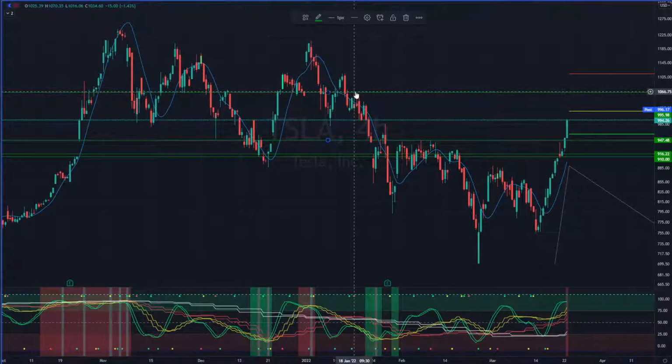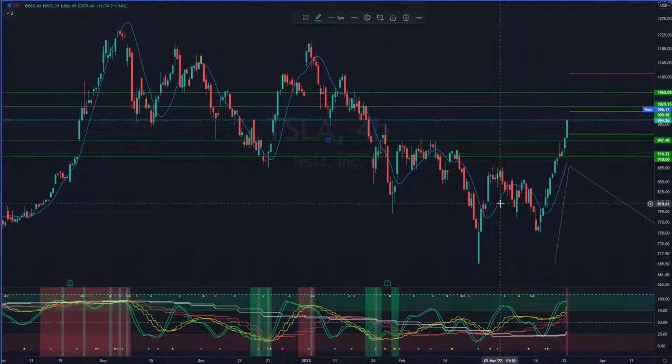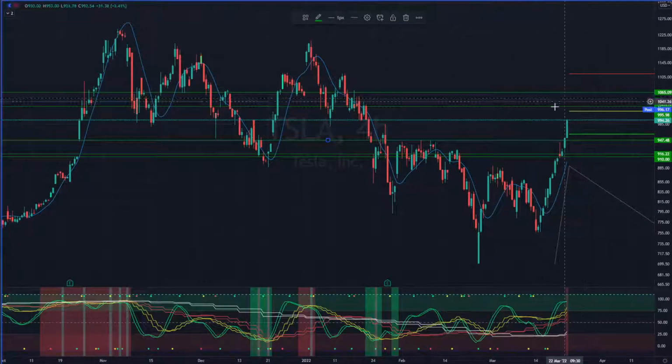We have resistance here. So this is the next level that I'm going to be looking for, just beyond this level right here, which is at about 1,030. These are going to be the next two levels that I'm going to be looking for Tesla to go to. Now, this is all prefaced with the assumption that we break through 1,000. Right now we have to break through 1,000 in order to realize these.